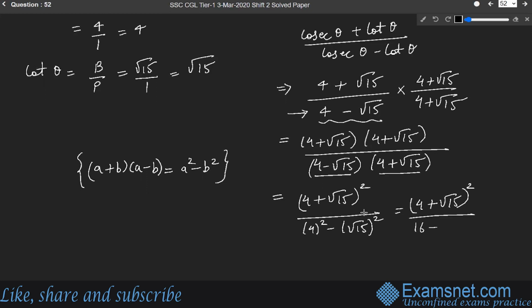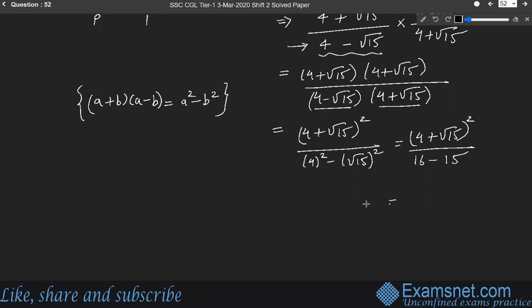16 minus root 15 square, which will be 15. 16 minus 15 is 1, right? So it will be equal to (4 plus under root of 15) whole square divided by 1, which means 4 plus under root of 15 whole square.